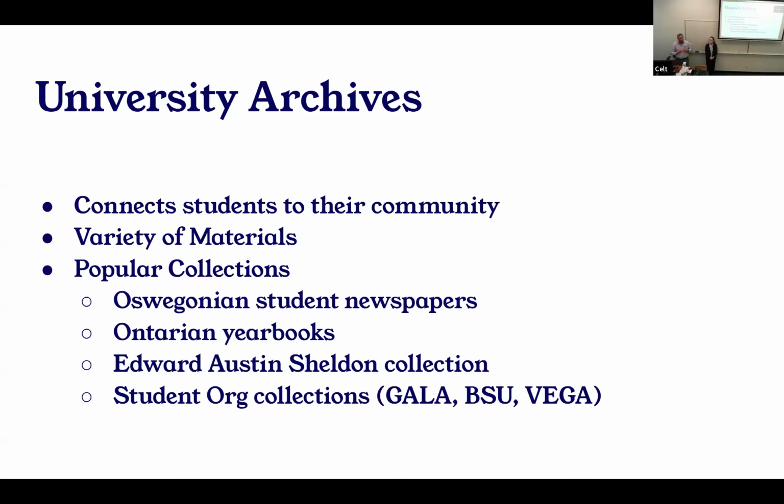Some popular collections used here include the Oswegonian student newspapers, the Ontarian yearbooks, and the Edward Austin Sheldon collection, which goes all the way back to the foundation of the university and provides a really great insight into how the Oswego Normal School developed. And then student org collections: the Gay and Lesbian Association, Black Student Union, Vega. These are examples of student organizations that have decided to donate their materials to archives and special collections, and make them available for students to learn more about groups that they belong to.